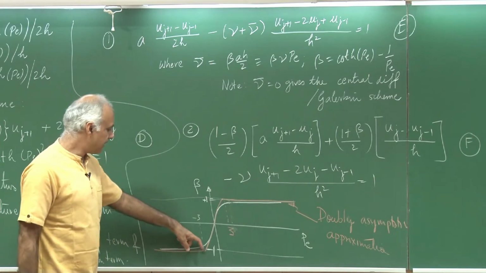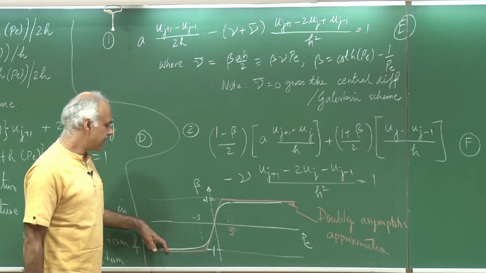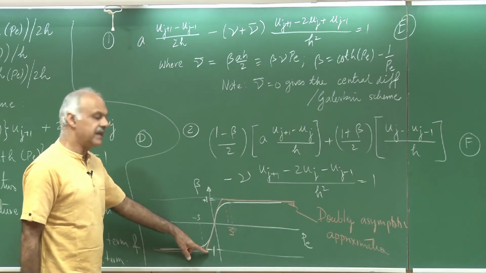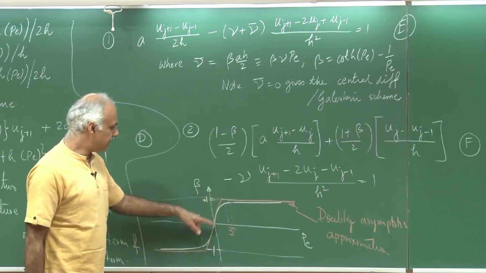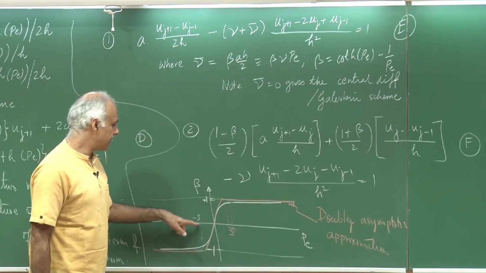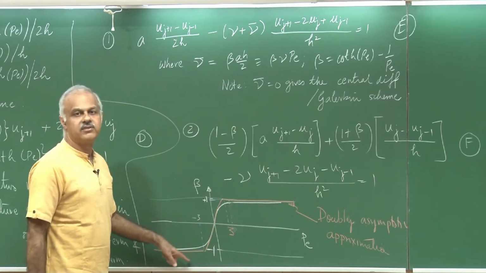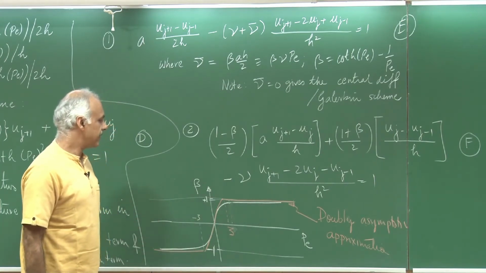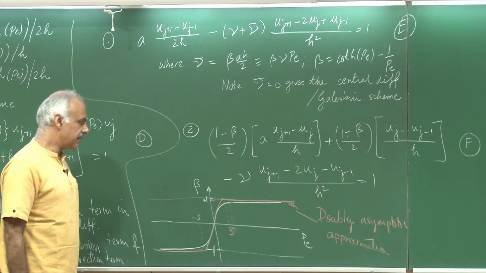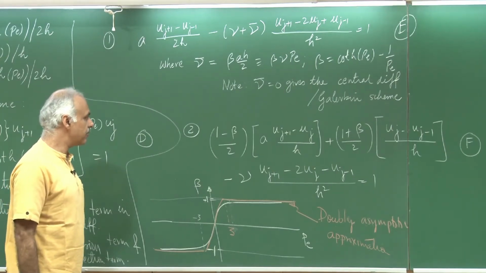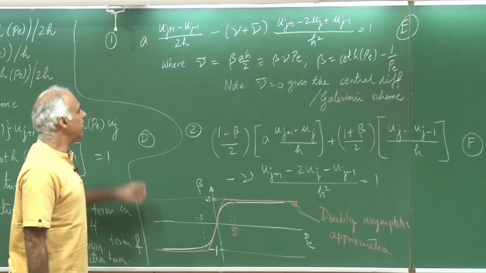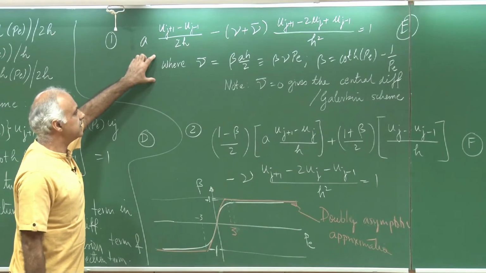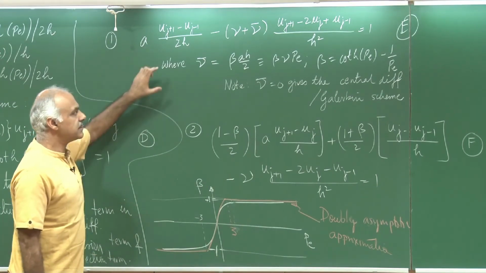For Peclet number less than minus 3, beta is minus 1, and in between minus 3 and plus 3 you could have a linear approximation. Okay, so that's the doubly asymptotic approximation for beta. Let's now come back to these interpretations E and F. So first let us look at E.